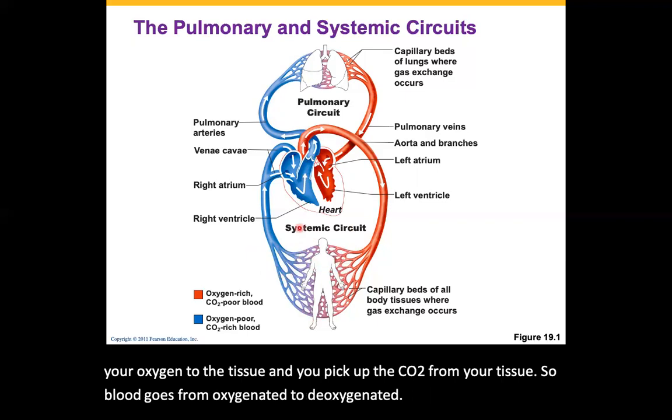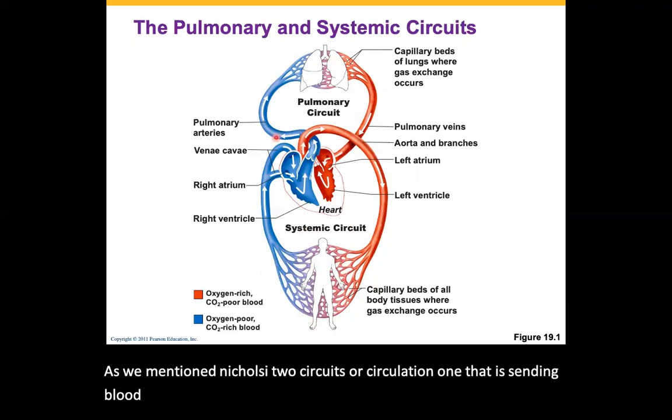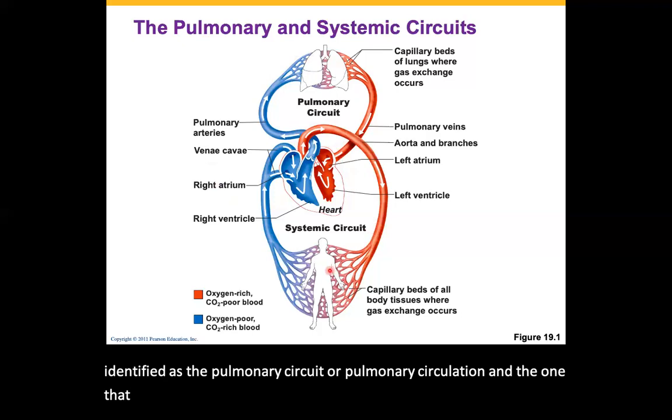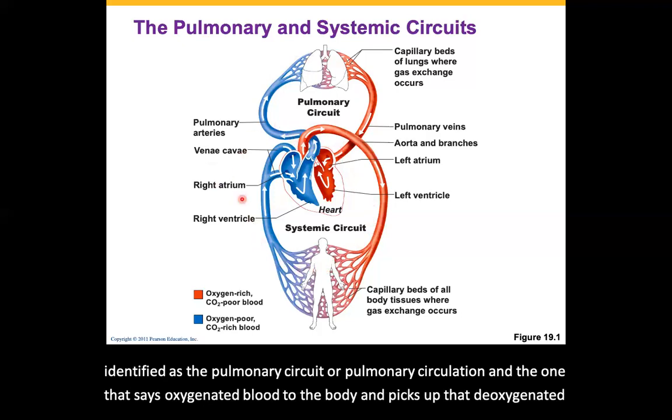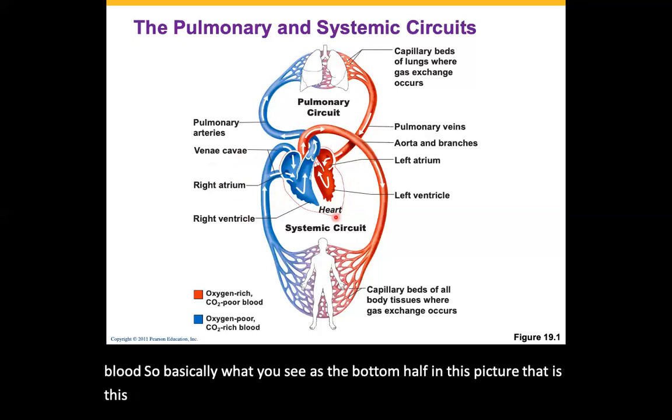Now, as we mentioned, you can see two circuits or circulations. One is sending blood to the lungs and then picking that up. This circulation is identified as the pulmonary circuit or pulmonary circulation. And the one that sends oxygenated blood to the body and picks up deoxygenated blood, basically what you see as the bottom half in this picture, is the systemic circulation.